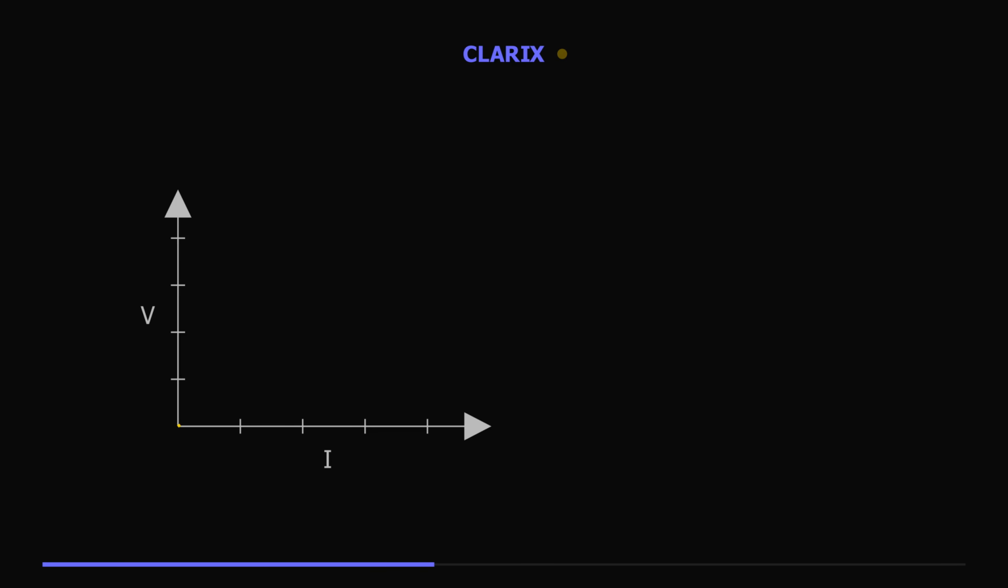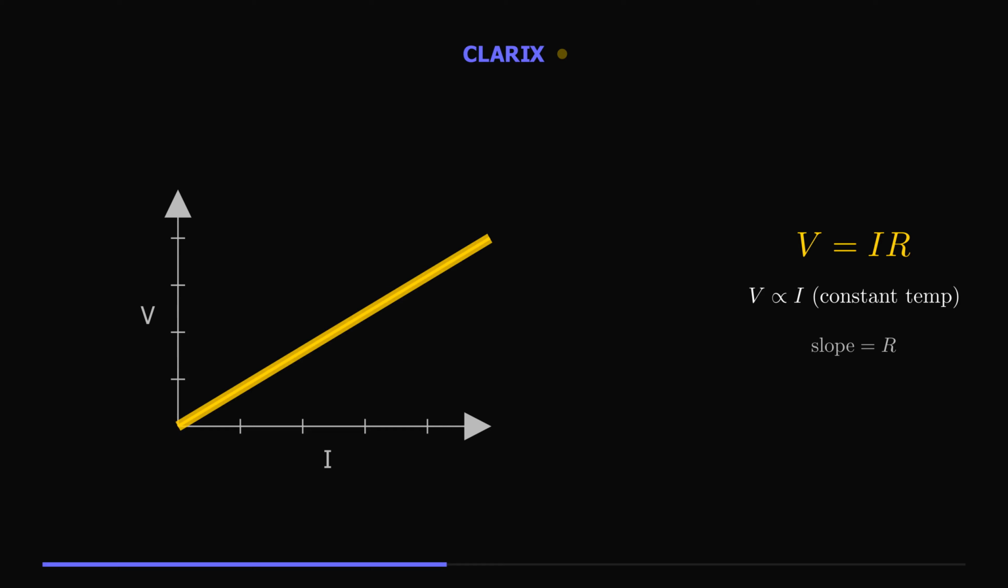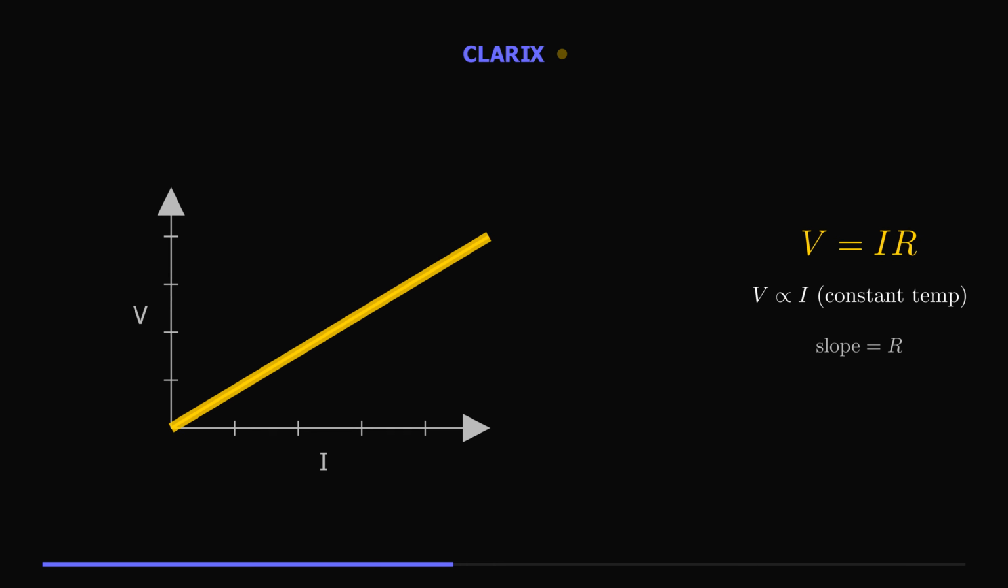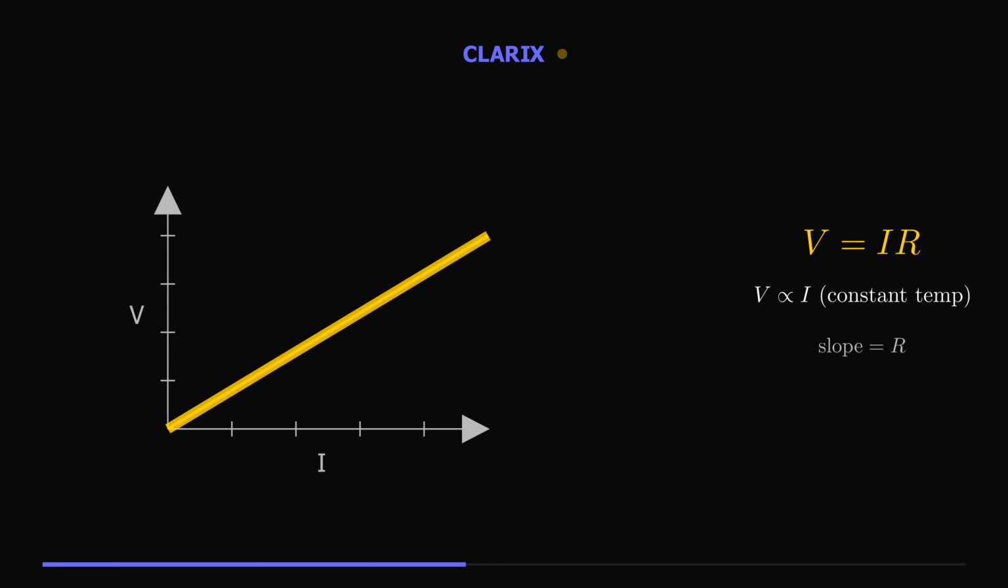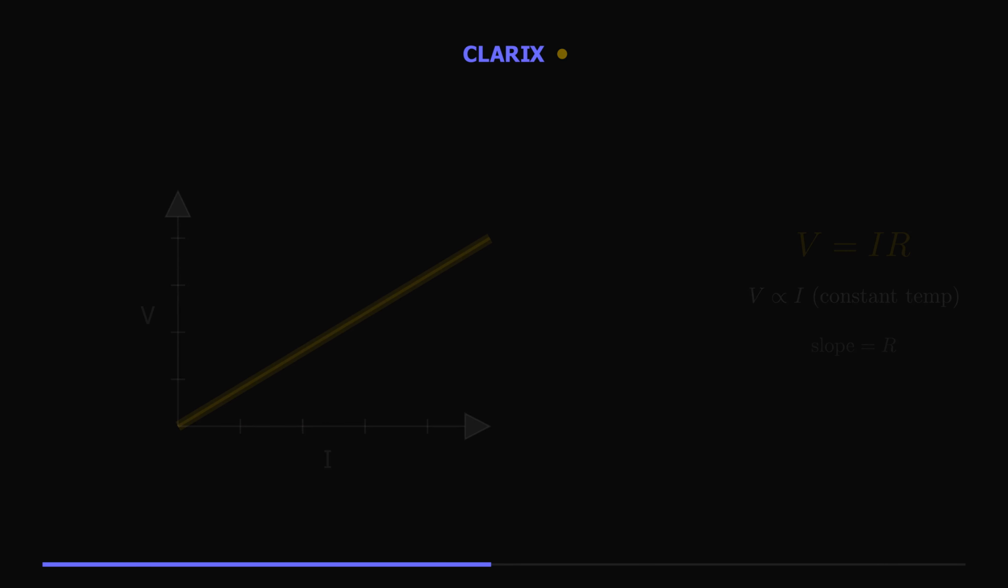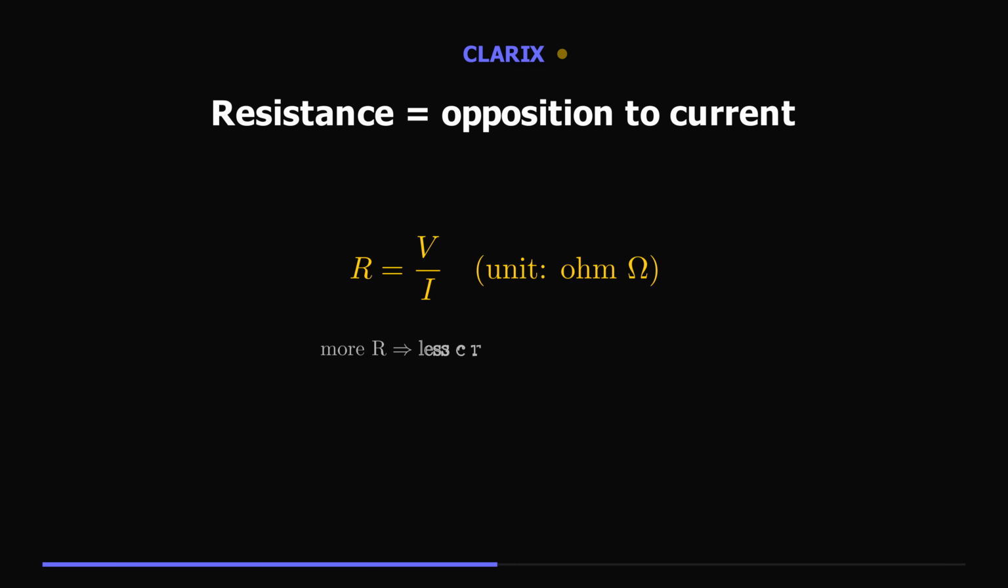Now the law that ties voltage and current together, Ohm's law. At constant temperature, the current through a conductor is directly proportional to the voltage across it. Double the voltage, you double the current. Write it as V equals I times R. On a voltage versus current graph, that's a straight line through the origin, and its slope is R. That R is the resistance, the conductor's opposition to the flow of current.